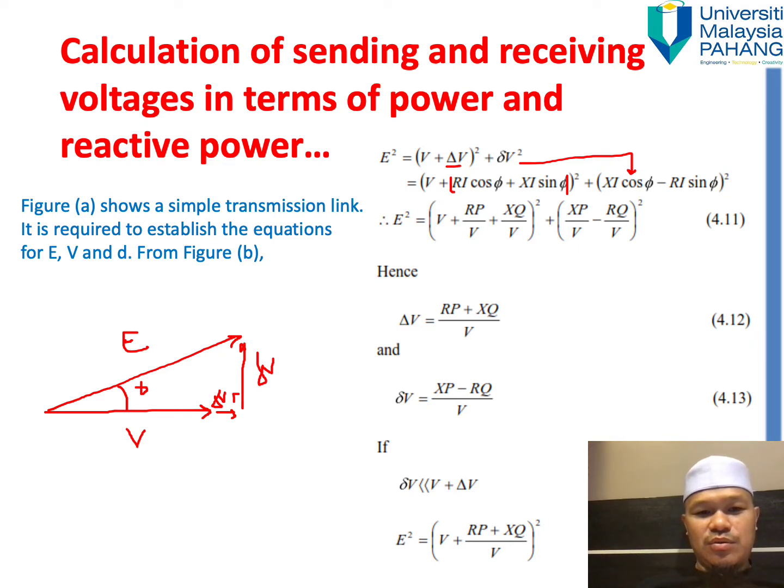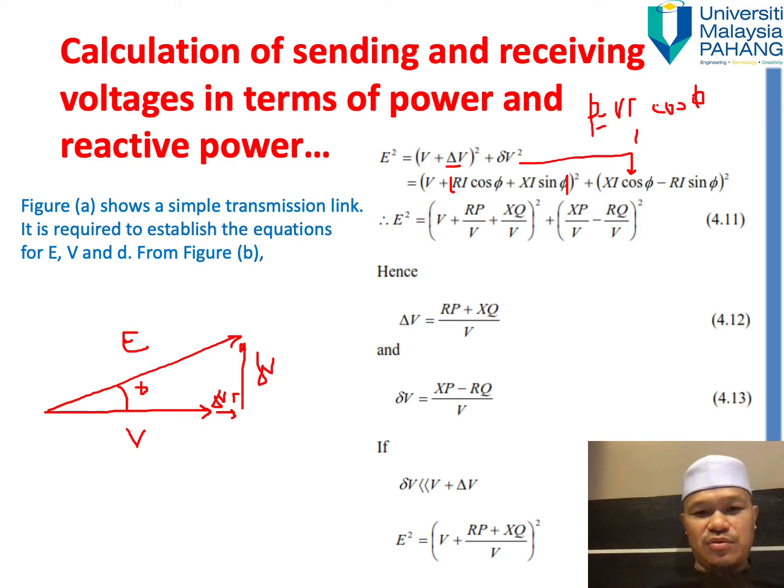You know that for our P and Q, normally P equals VI cos phi, if you remember the equation. So I cos phi equals P over V. That's why you get RP over V.